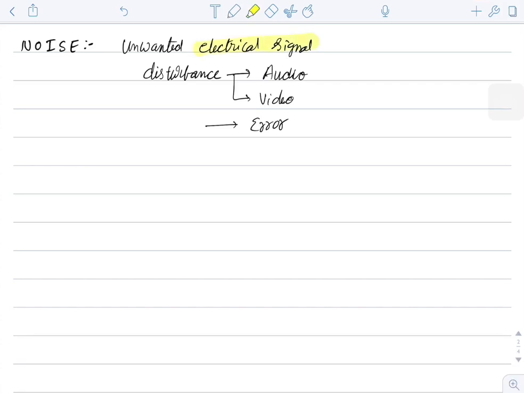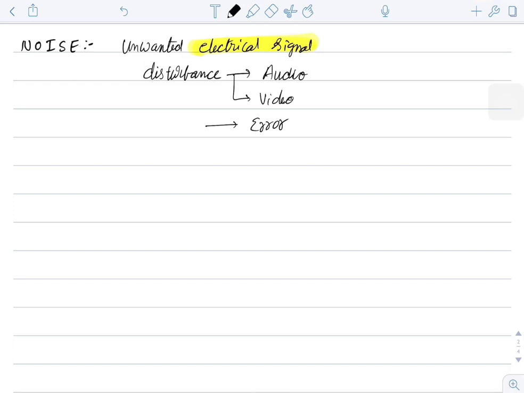While defining noise, I told you it is an unwanted electrical signal. Why am I using this term electrical signal? The reason behind that is all the communication systems that we are developing are electrical based. If you design a mic and a speaker, it works with the principle of electrical quantities. If you design a mobile, it works with the principle of electrical signals. Any unwanted signal, especially electrical signal, that disturbs your communication system, we define as noise.